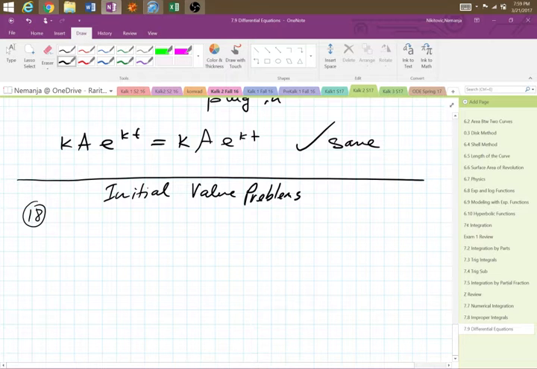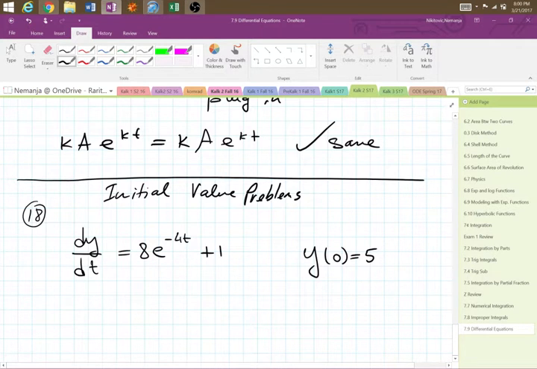So here's the general differential equation dy/dt that is 8e to the negative 4t plus 1, and the initial condition y of 0 is 5. So this means at time equals 0, the y value is 5. Interpretation of that is this, right, on the graph, t, y, because those are my variables. That means that whatever solution I get, that particular function has to go through this point, right? That's the meaning of the initial condition.